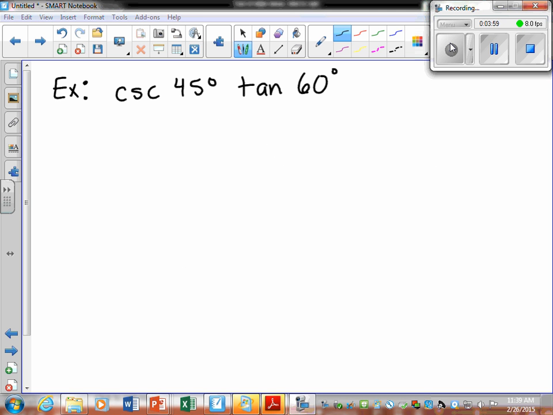Alright, our next example is cosecant of 45 times tangent of 60. Cosecant is going to be 1 over the y value. So let's just do some side work. 1 over the y value of 45 is going to be 1 over square root of 2 over 2. Now I've got to do some algebraic simplification here. So I multiply by the reciprocal, and then cancel what cancels in the bottom, and I get 2 over square root of 2.